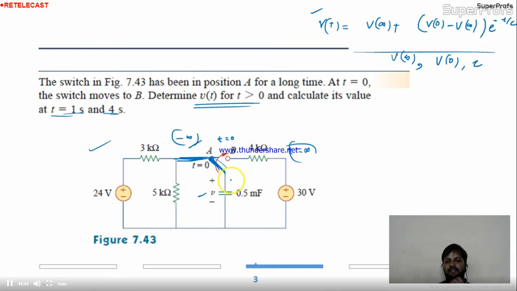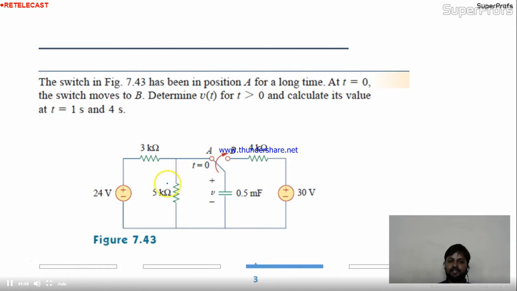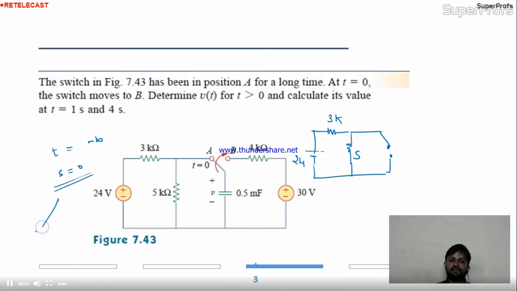So in the steady state the capacitor behaves like an open circuit. So your circuit will be, let me erase it first, your circuit will be 3K, 24, 5 connected over here, and this is open. For a long time means t is infinity, s is 0. If s is 0, Xc is nothing but infinity, open circuit. So I'm writing it open circuit.